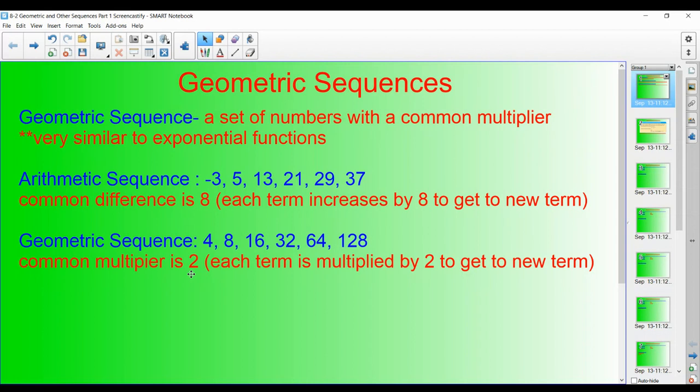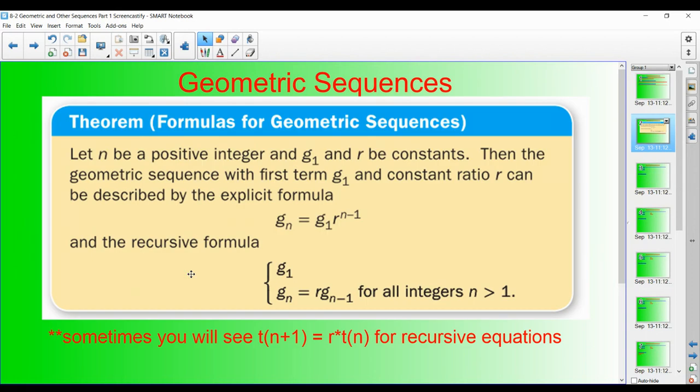So geometric sequences are going to look very similar to exponential functions. We need the first term, we need the multiplier, so it's like a b to the x, except it's the first term times the multiplier to the n minus 1. And then recursion is going to be the same thing. We need a term, and then we also need an equation that tells us how to get from one step to another step.